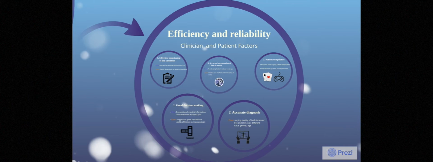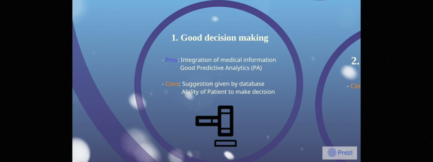The ResearchKit and CareKit seem very good, so I'm now going to evaluate the efficiency and reliability of them by the concept of the clinician and patient factors. There are mainly 5 factors. The first factor is good decision making. ResearchKit and CareKit can integrate a large amount of medical information and provide good predictive analytics.